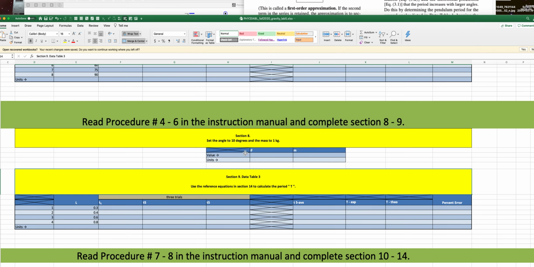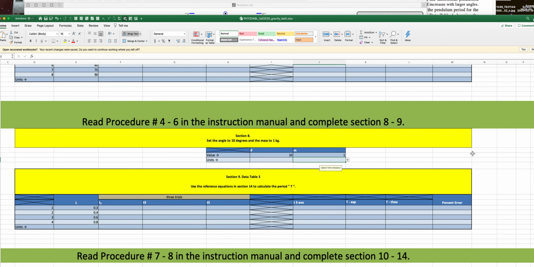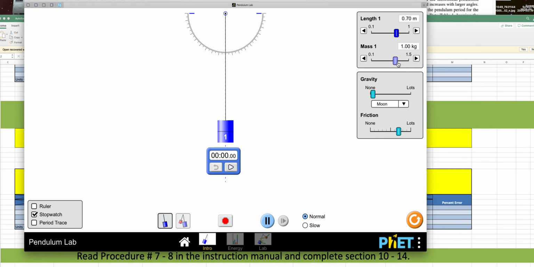So in procedure 4 through 6, it says here you're going to set the angle to 10 degrees. Don't forget the units. And then you're going to set the mass to 1 kilogram. So that means you're going to keep the angle at 10 degrees for the entire experiment. You're going to set the mass to 1 kilogram. So the mass is already at 1 kilogram.